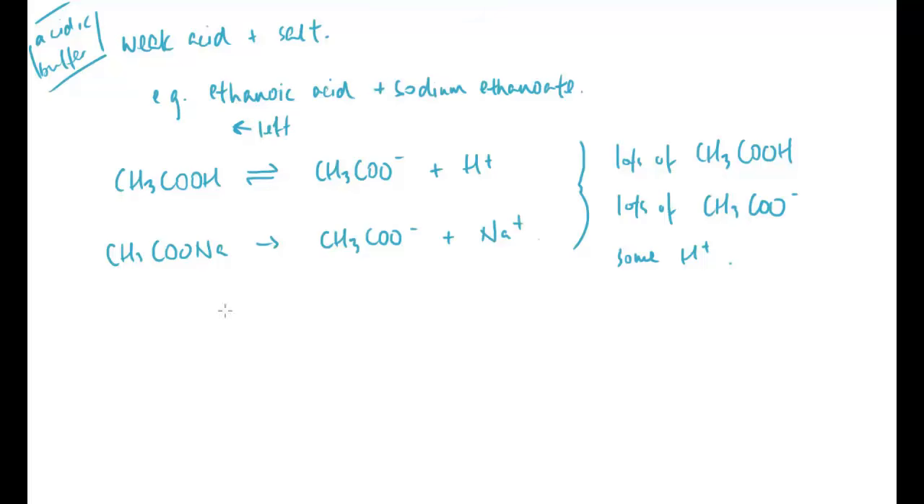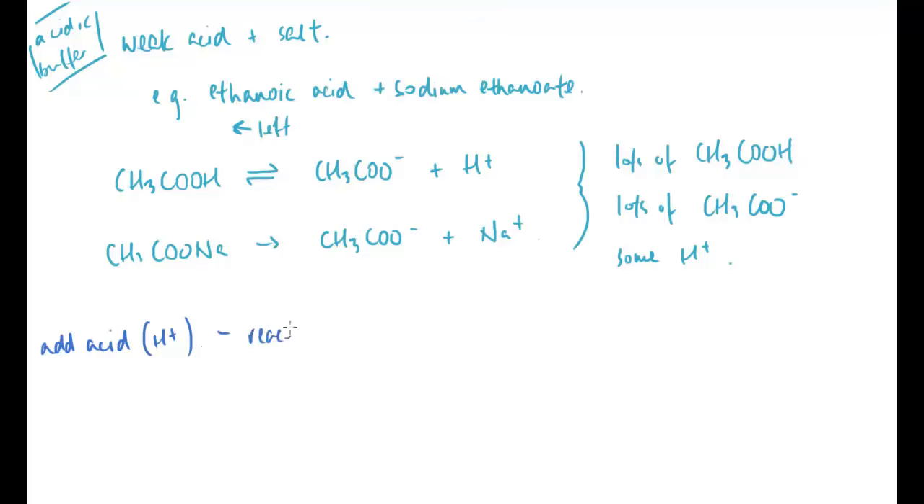Now, why, when you add acid or when you add alkali, why does the pH remain constant? Well, if we look at the idea of adding acid, so let's add acid, which of course, really we're talking about adding H+. Now, when we add the H+, what happens is the H+ will react with the ethanoate ions.